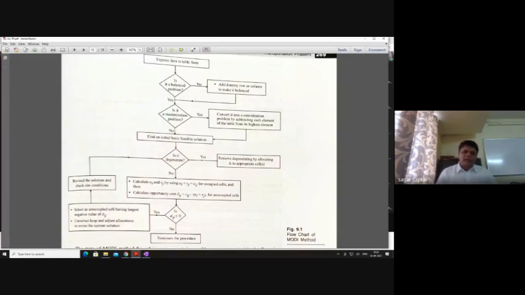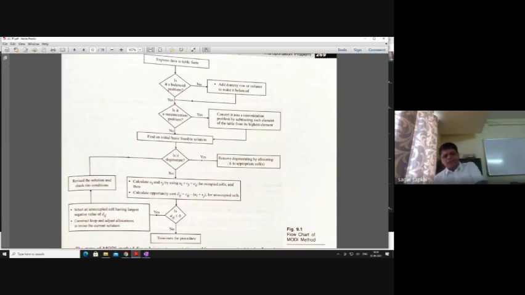If it is not degenerate, then you have to calculate U and V's by considering Cij equal to Ui plus Vj for occupied cells, and then find Dij, that is the opportunity cost for unoccupied cells, by using the equation Dij equals Cij minus (Ui plus Vj). That is applicable to all once you resolve the degeneracy, if at all it is present. Then check whether the Dij's are less than or equal to 0. If yes, then terminate the case.